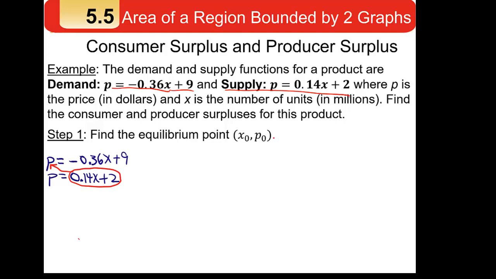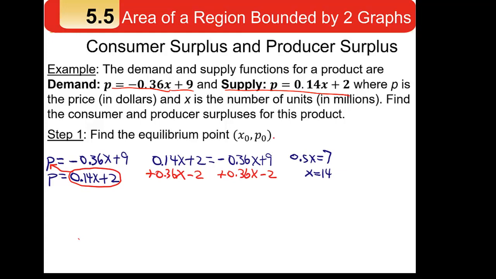So if you take the second value in terms of x for P and plug it in for the first one, you get 0.14x + 2 = -0.36x + 9. And if you add 0.36x to both sides and subtract 2 from both sides, you'll end up with 0.5x = 7, and if you divide both sides by 0.5, you'll end up with x = 14. So that's the x coordinate of the equilibrium point.